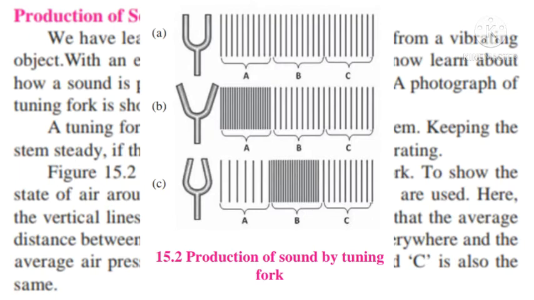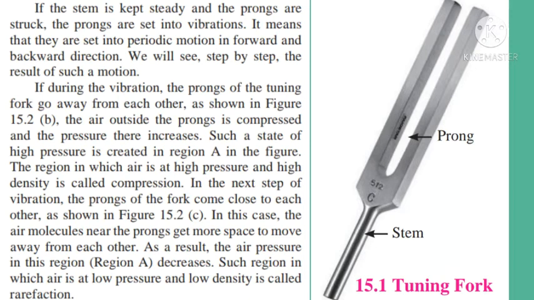It indicates that the average distance between the air molecules is the same everywhere, and the average air pressure in three regions A, B and C is also the same. If the stem is kept steady and the prongs are struck, the prongs are set into vibrations. It means that they are set into periodic motion in forward and backward direction. We will see step by step the result of such a motion.